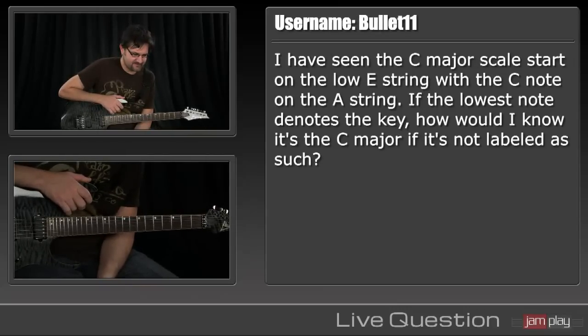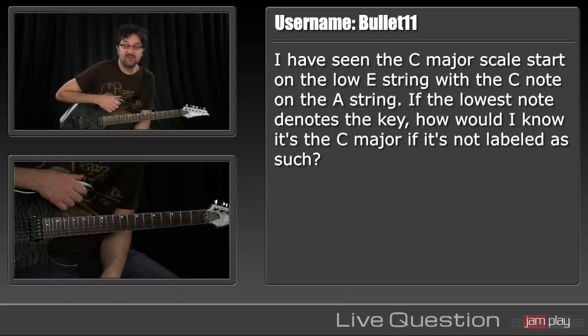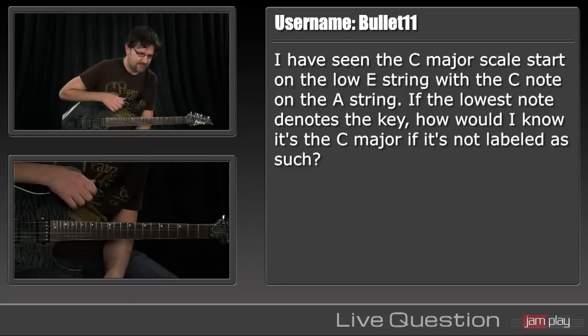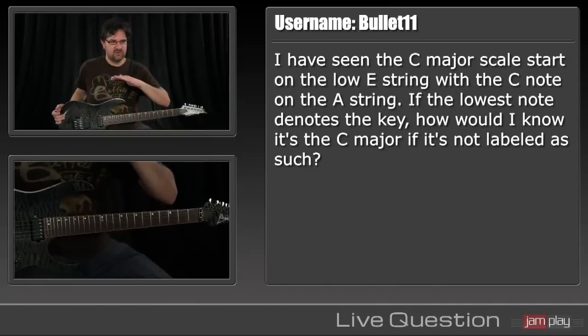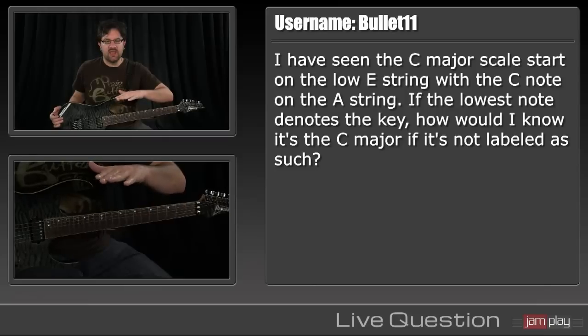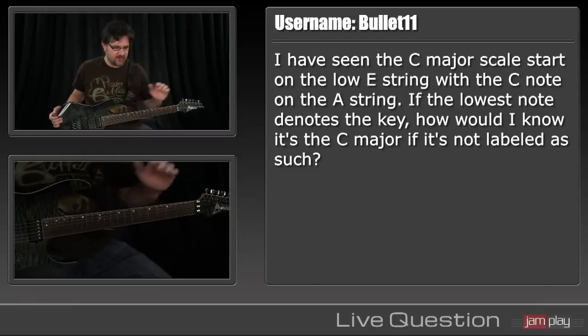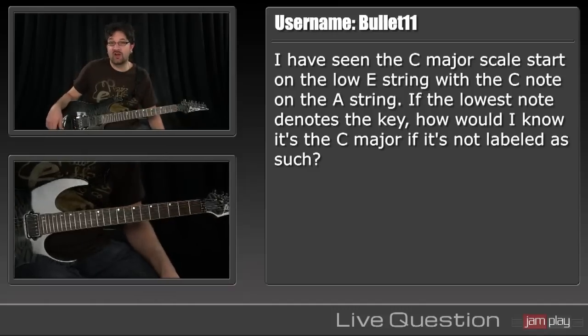Okay. I have seen the C major scale start on the low E string with the C note on the A string. If the lowest note denotes the key, how would I know it's C major if it's not labeled as such? It's a good question. That gets into harmony more. A C major scale is your alphabet, and usually we take the lowest note and we call that the root. Now, you saw that scale starting from an even lower note than that. Those notes are still part of C major.